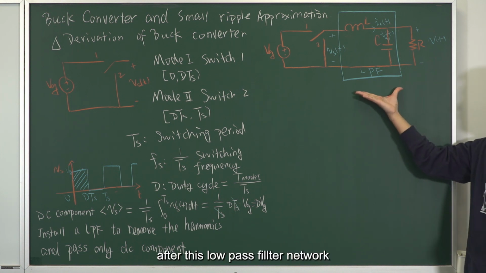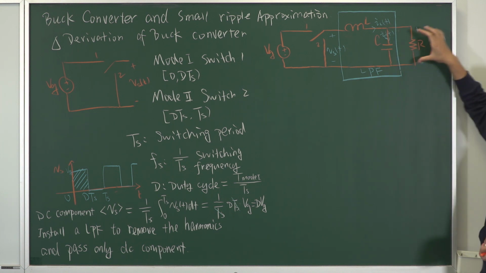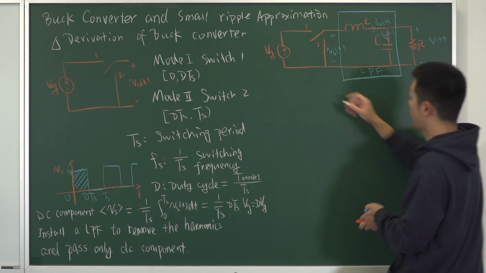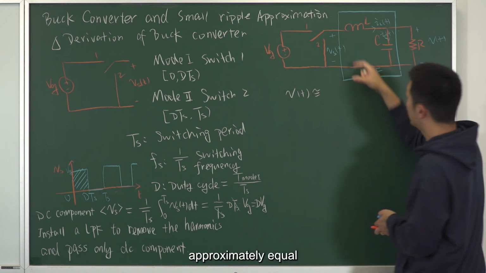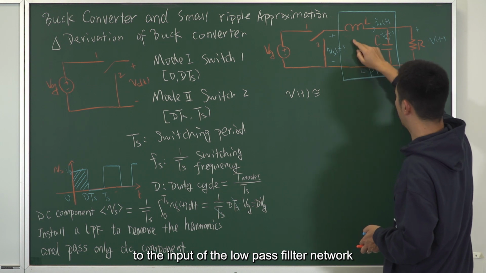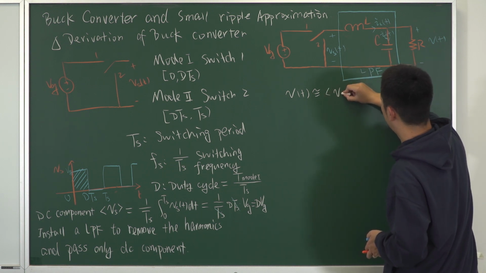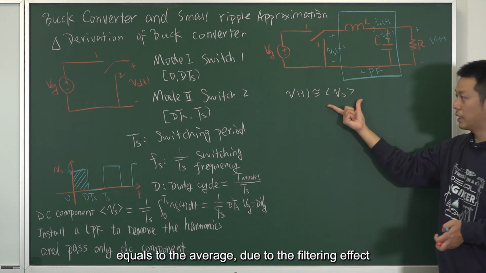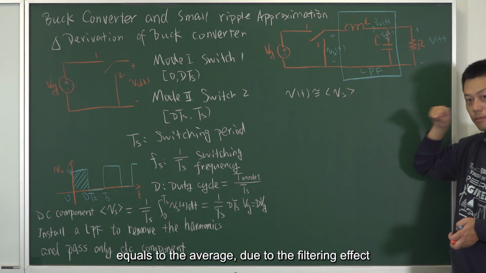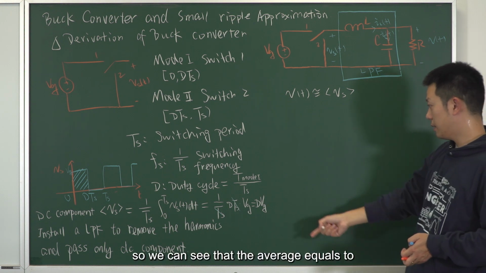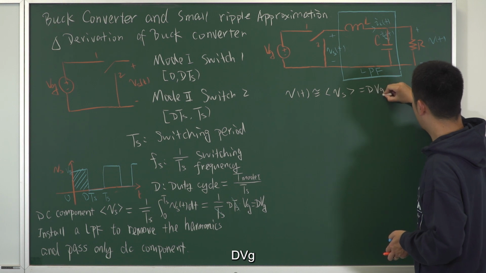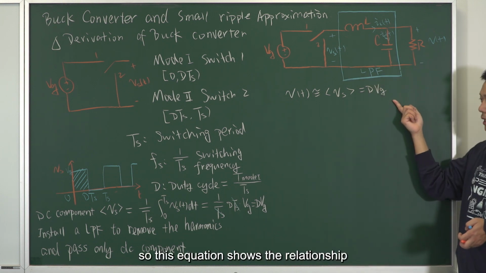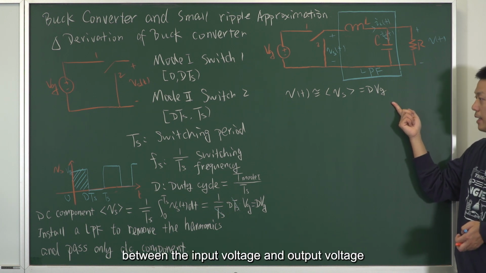So after this low-pass filter network, v(t) will be approximately equal to the average of the input of the low-pass filter network, due to the filtering effect. So we can see that the average equals dVg. This equation shows the relationship between the input voltage and output voltage.